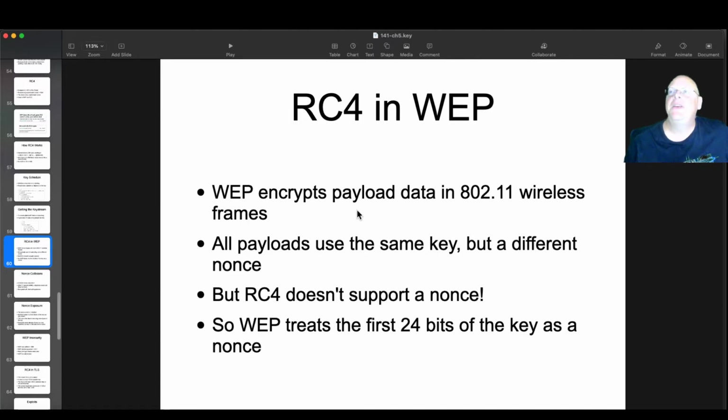Now this is not the right way to do cryptography: to take a system that doesn't have the feature you need and just take part of some other feature and call it that feature. It's not really the same thing as having a nonce, which we're going to see. This is one of the major, huge flaws of WEP. Another one is the problem with the padding oracle attack I mentioned last time.